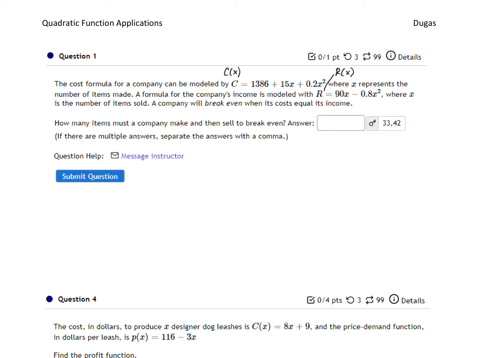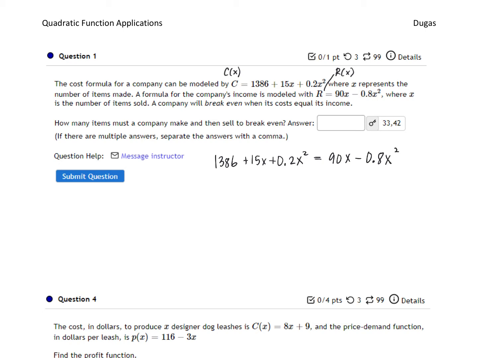So in this scenario, we have a cost function and we have a revenue function. So we can see how many items a company has to sell in order to break even by setting these 2 functions equal to each other. So the cost function is 1,386 plus 15x plus 0.2x squared. And I'm going to see when that is equal to the revenue function, 90x minus 0.8x squared.